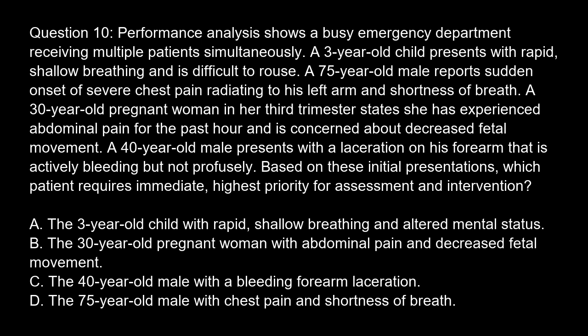Option A. The 3-year-old child with rapid, shallow breathing and altered mental status. Option B. The 30-year-old pregnant woman with abdominal pain and decreased fetal movement. Option C. The 40-year-old male with a bleeding forearm laceration. Option D. The 75-year-old male with chest pain and shortness of breath.